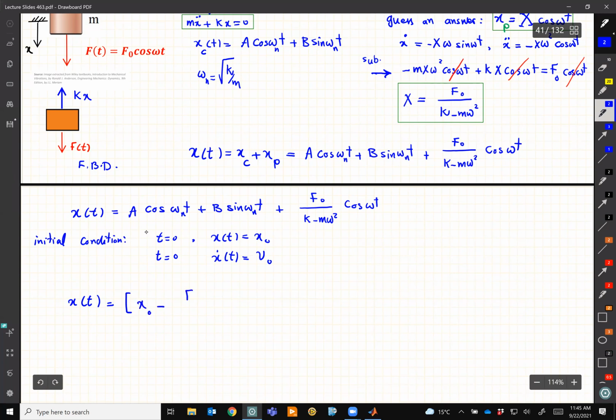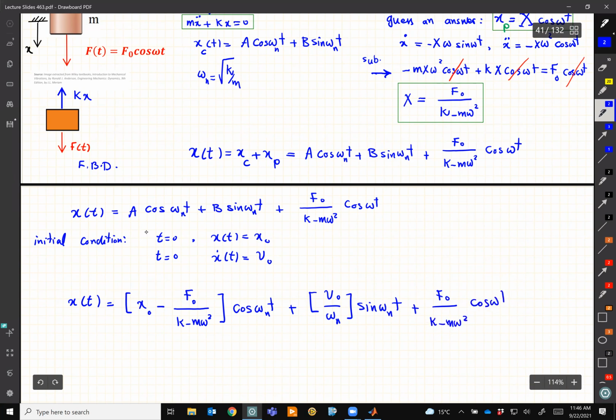equals x0 minus f0 over k minus m omega squared, times cosine omega n t, plus v0 over omega n sine omega n t, plus f0 over k minus m omega squared cosine omega t. So in fact, this is our A that we found, and this is B.